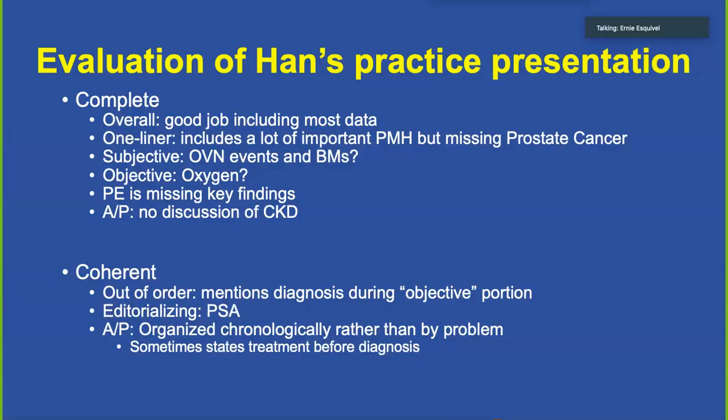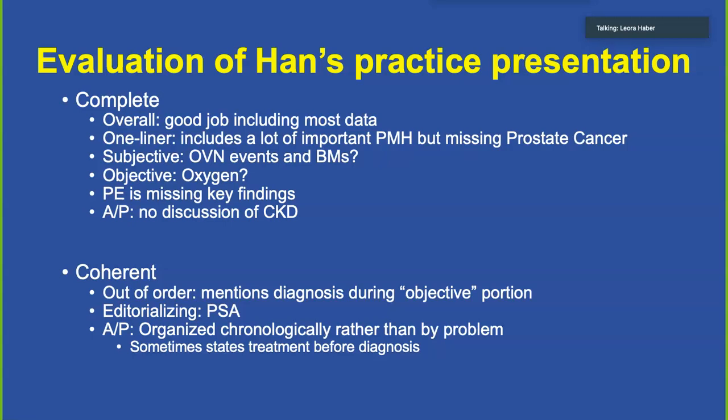All right, why don't we apply the same 5Cs framework to give Han some feedback? So once again, Han does a good job of including a lot of the relevant clinical data and making a fairly complete presentation. His one-liner includes some more of those important signposts, but it's still missing prostate cancer, which comes into play when he's discussing the objective portion of the presentation.